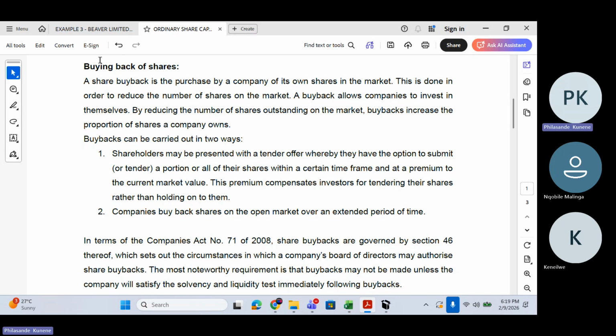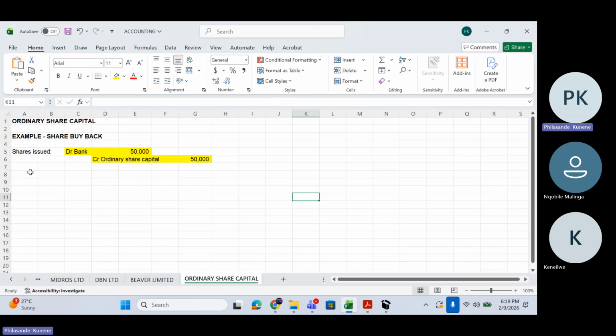That is a process of buying back shares. So let's see, how do we buy back shares, and also the accounting part of that. When you're buying shares, how do you record that in the books of the company? Because now buying back shares is a reversal of this thing, right? Shares issued with debit bank and credit ordinary share capital. But now, when we're talking about share buyback, it's a reversal of what you can see there on top.